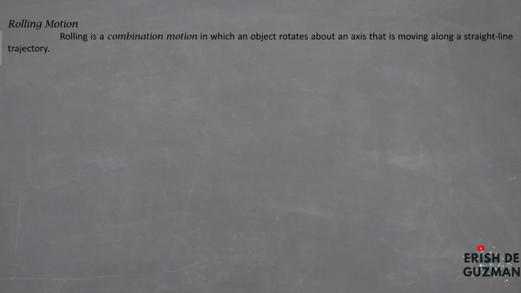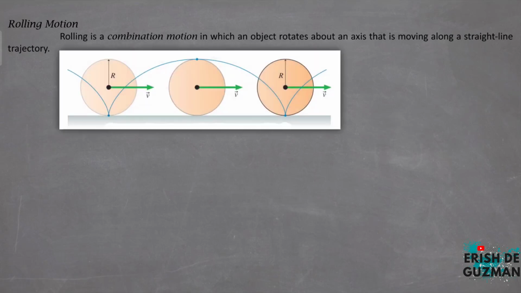Rolling is a combination motion in which an object rotates about an axis that is moving along a straight line. So in this lecture video, we will only consider the objects that have a rolling motion without slipping. And to understand more the rolling motion, let's have a look at this figure.